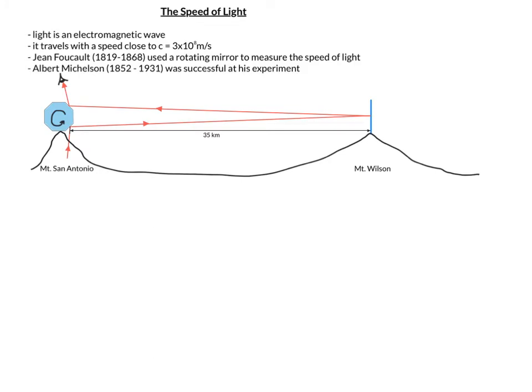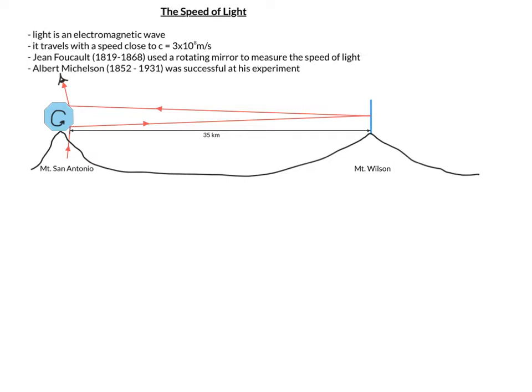Jean Foucault was a French physicist who used a rotating mirror to measure the speed of light. Albert Michelson, an American, was more successful than Foucault at determining the speed of light. He used a rotating octagonal mirror, and ran the experiment over a range of 35 kilometers. So the octagonal mirror was set up on Mount San Antonio, and a plain mirror was 35 kilometers away on Mount Wilson in California.